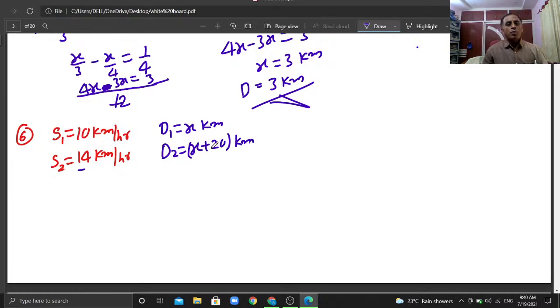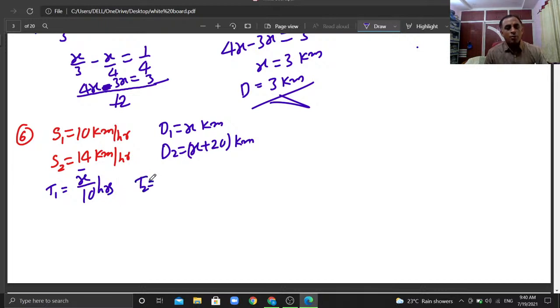So now in both cases the time is the same. What is the time on the first day or second day? Time is the same. Time is equal to distance by speed. So on the first day, time is equal to x by 10 hours.